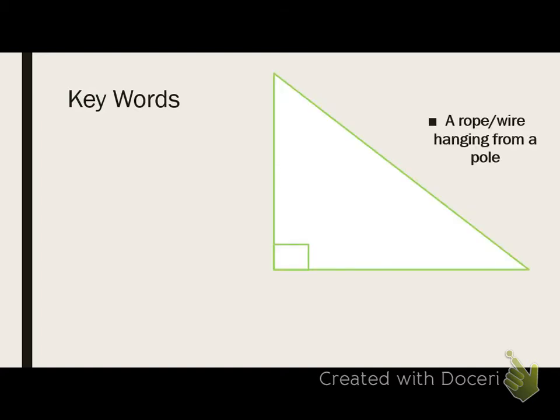And then a rope or a wire hanging from a pole. Do you know why they have wires hanging from poles? I used to show it. I don't anymore. It's for stability. It keeps the pole up even when it gets windy. It'll stay upright.